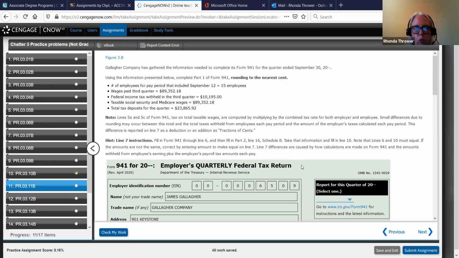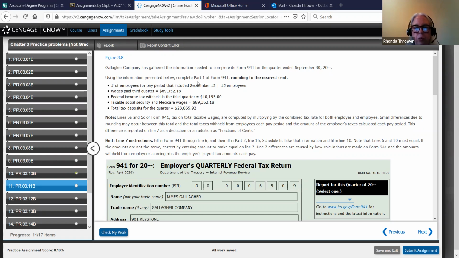So in this problem, we're going to be the Gallagher Company, and we've gathered information needed to complete Form 941 for the quarter ended September 30th. So we're doing this for the third quarter, which is the quarter that's going to end on September 30th.